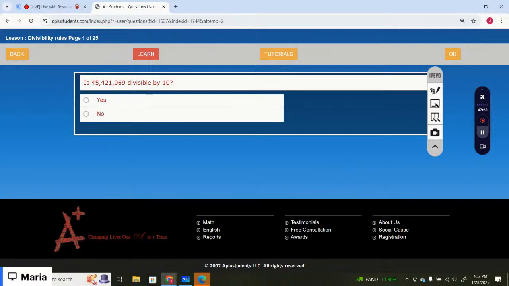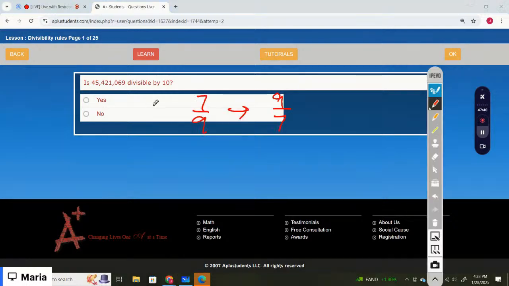Is the number divisible by 10? That is an 8-digit number, right? If you are going to divide this number by 10, it takes 3 to 4 minutes, right? But if you simply apply the divisibility test, you can check quickly if it is divisible by 10. For example, the divisibility test for 10 is that the ones digit must be 0. Any number that has the ones digit 0 is divisible by 10.